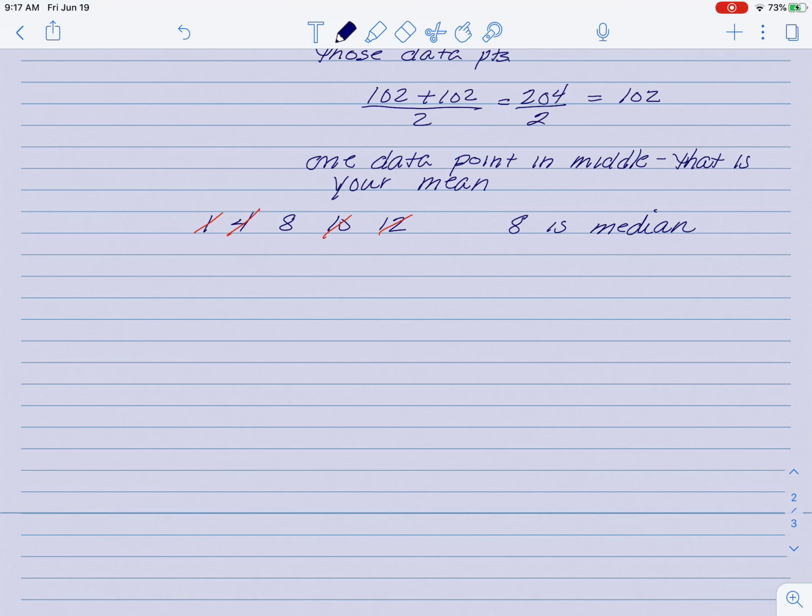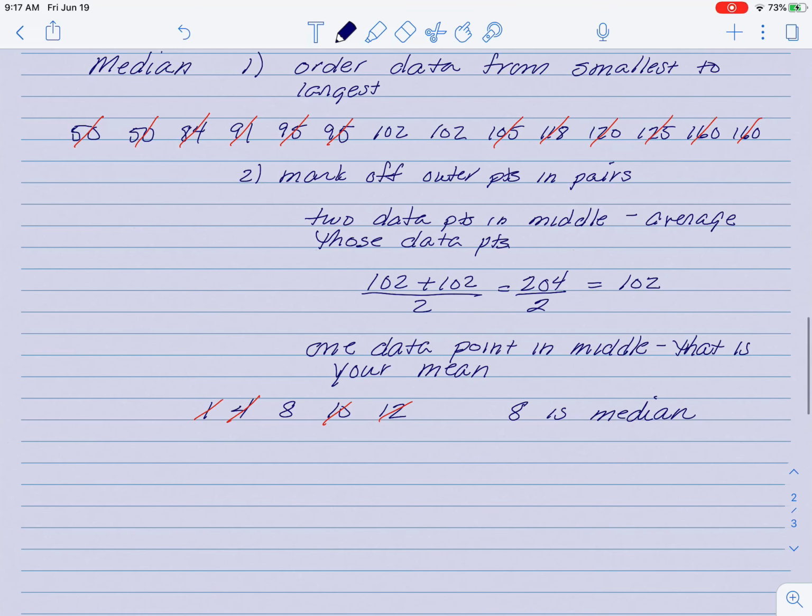Okay? Now the next thing that we want to do is find our mode. The mode is the data point that occurs most often. So once you've done the median, it's easy to find the mode. You're just looking at data points that occur more than once. And if that value occurs more than some other value, then it is a mode. So for example, 50 occurs twice, 84 only occurs once, 91 only occurs once, 95 occurs twice, 102 occurs twice, and 160 occurs twice. So this one is multimodal.